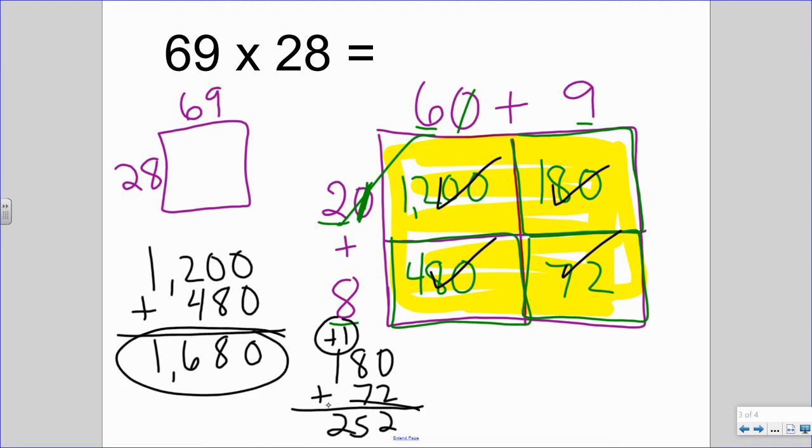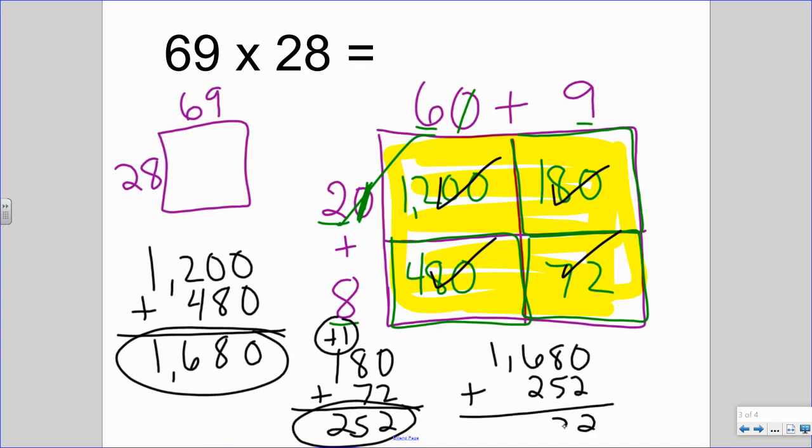So my final step, guys, is just to take these pieces, 1,680 plus 252, and we are going to get, let's see, 1 plus 6 is 7, plus 2 is 9. We get 1,932.